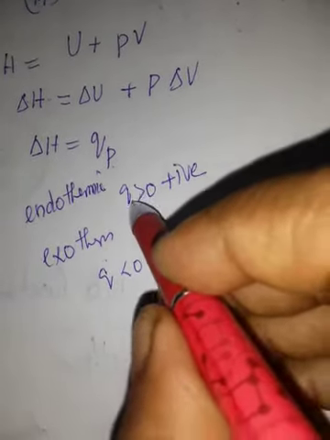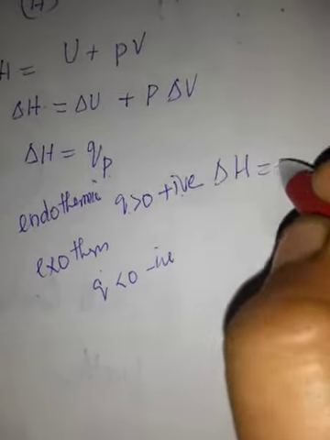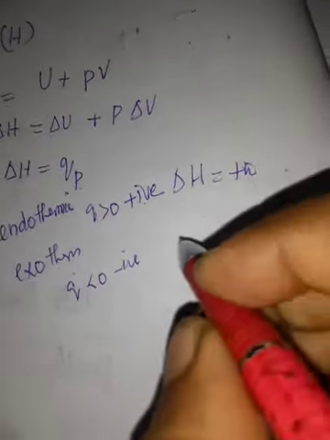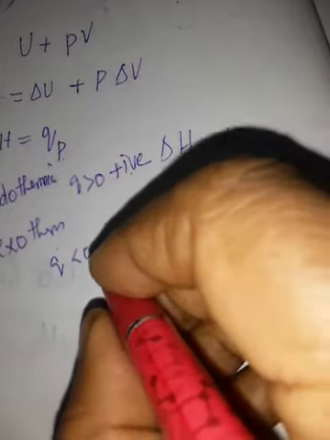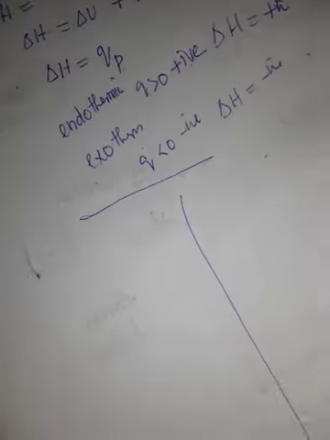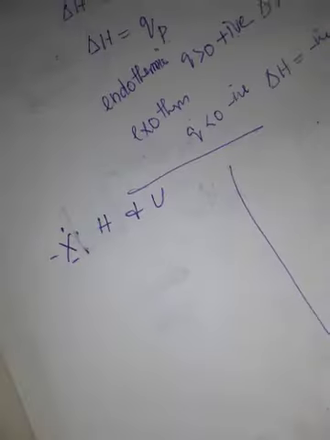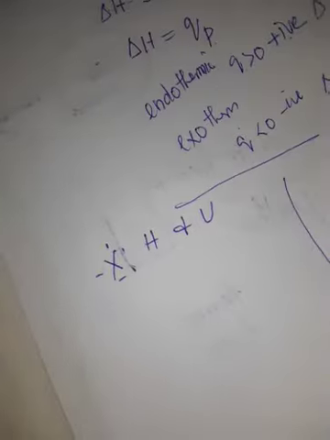So if Q has a positive value, del H also has a positive value. If Q is a negative value, del H also has a negative value. So now we are going to learn the relationship between enthalpy H and internal energy U. It's a very important derivation.